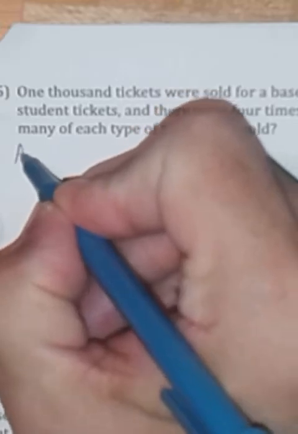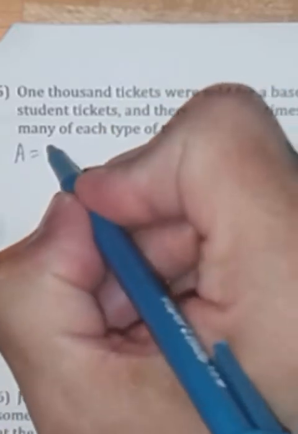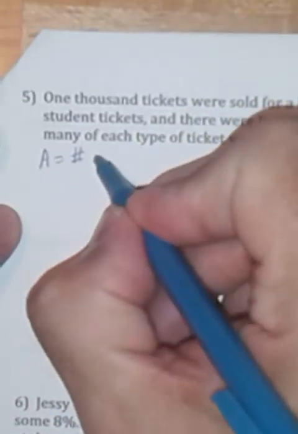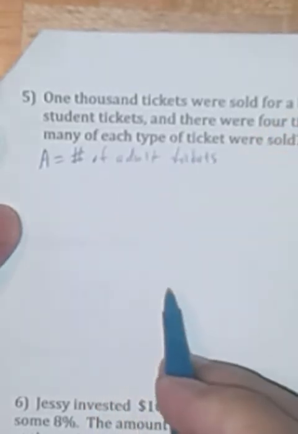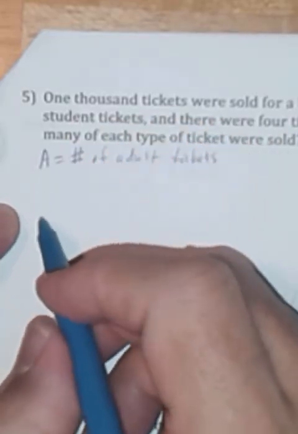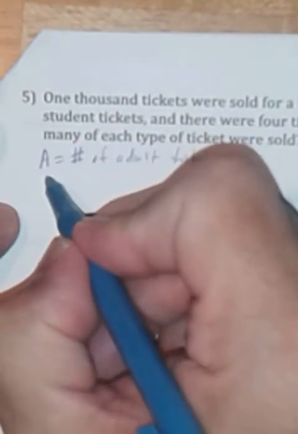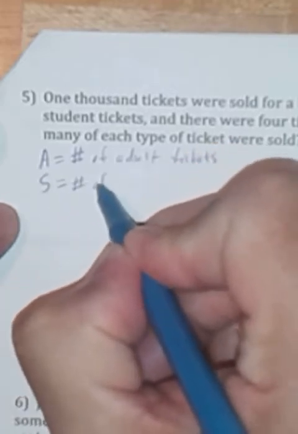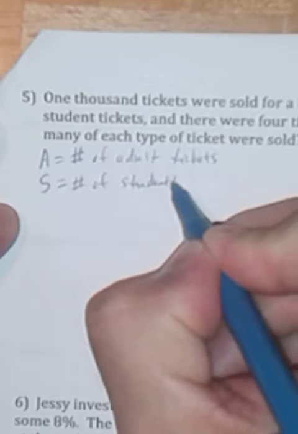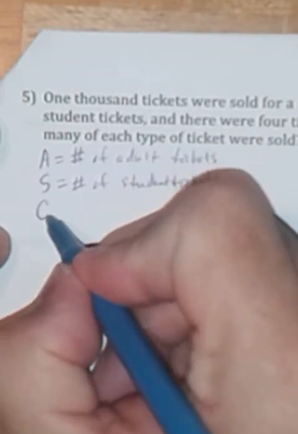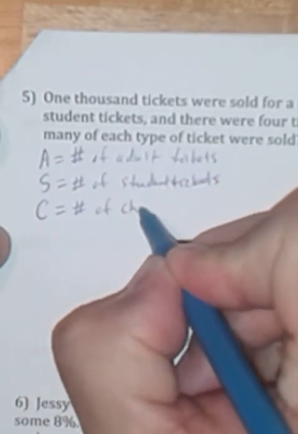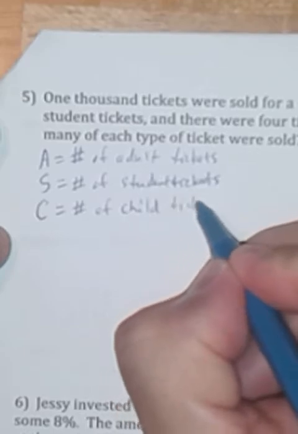Okay, so first I'm going to define some variables, and I think we've done this before, right? We're finding how many of each type, so this will be the number. A will be the number of adult tickets. What others are there? S. S is the number of student tickets. And then finally, there are child tickets. So C will be the number of child tickets. Notice each of these variables is a number of tickets.